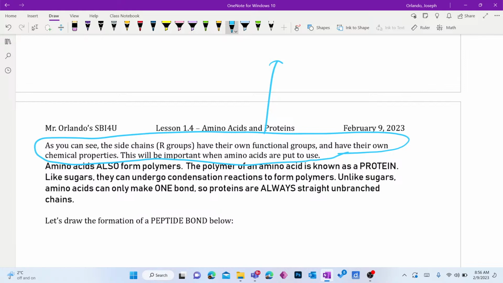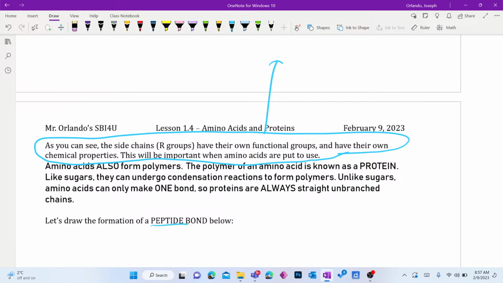And how do they get put to use? What do amino acids make? Yep, and what is the polymer of an amino acid called? Proteins. Very good. Amino acids make proteins. And they are formed by another condensation reaction. In this case, we call it the peptide bond.